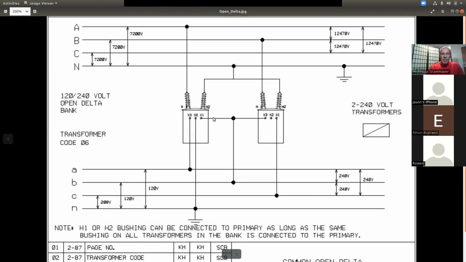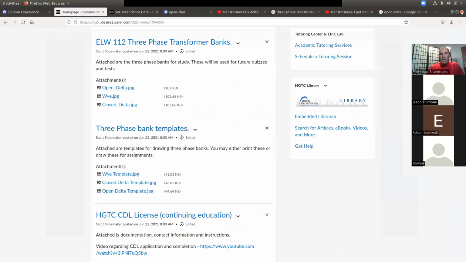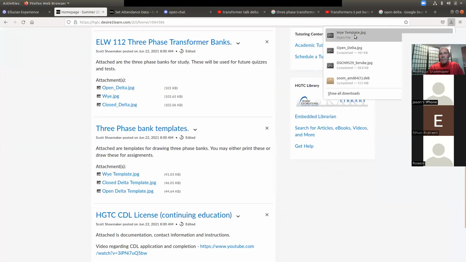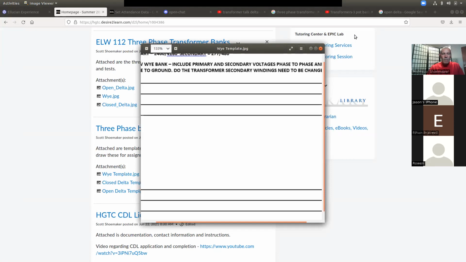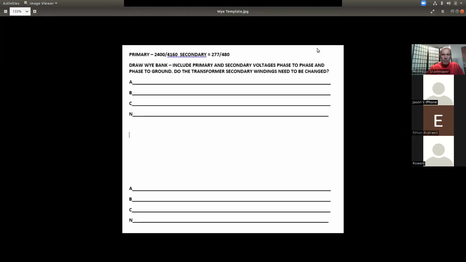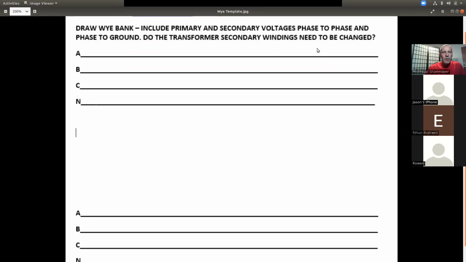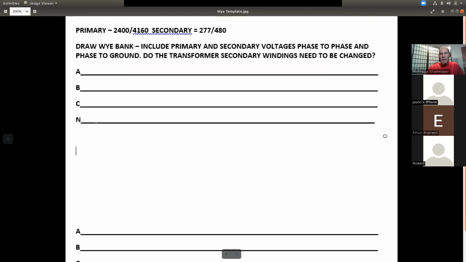And like I say, these are great to study right here, because what's going to happen is we're going to be giving you this. That's what you're going to get. So that's going to be one of your quizzes right there. This is all you're going to get. Draw a Y bank, include primary and secondary voltages phase to phase and phase to ground. Do the transformer secondary windings need to be changed? We'll discuss what that's about here in just a moment. We give you the voltages.